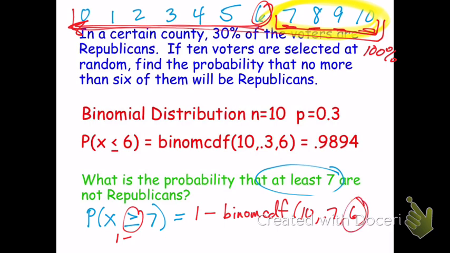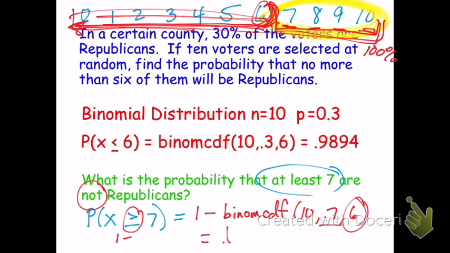So I put a 6 here because I want to find the probability of 6 and everything below, and subtract it away, so it leaves me with 7, 8, 9, 10. So when I do 1 minus binom CDF 10, I said 0.7 because it said not Republican, and then 6, you end up getting 0.6496.